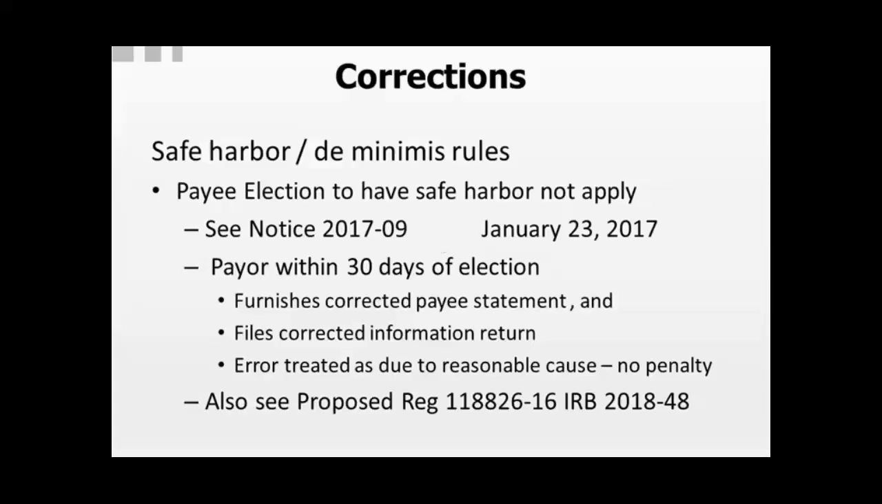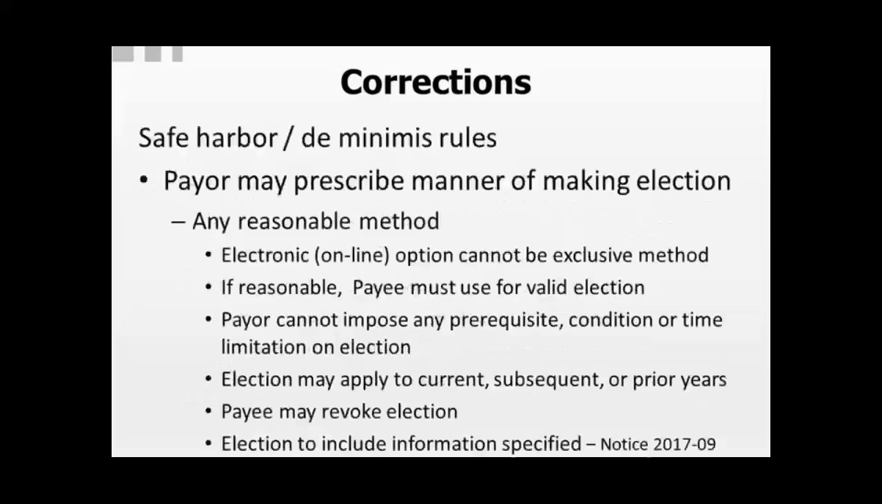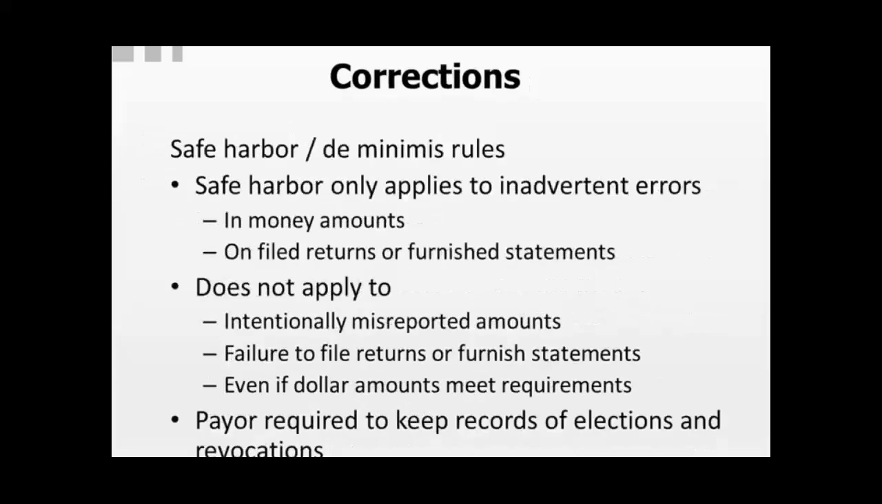There was a proposed regulation that had all kinds of other considerations involved, and you could just see this thing becoming a real major mess. You're not prohibited from correcting errors where the payee does not make the election, and you're encouraged to do that. The safe harbor is about penalty relief. It talks about if you set up your own method here, what are the restrictions on that?